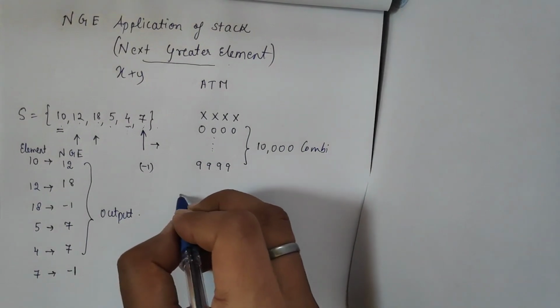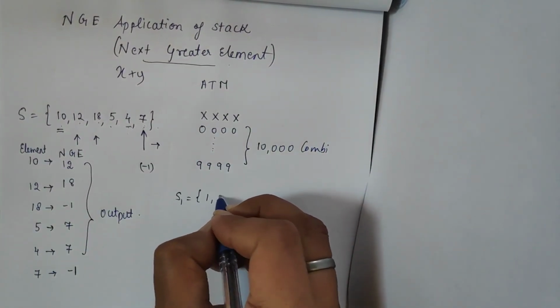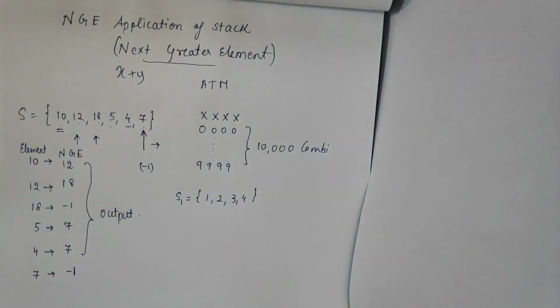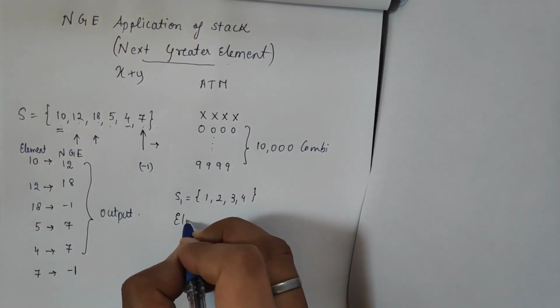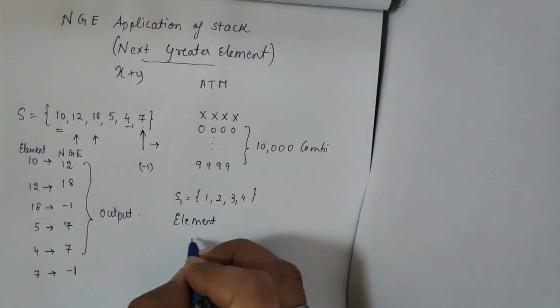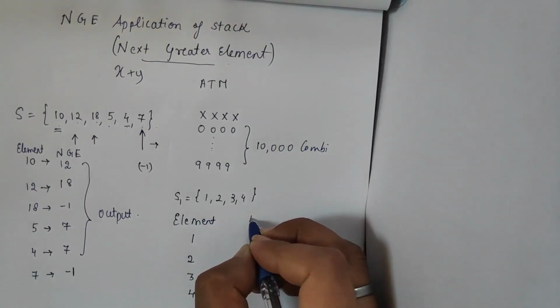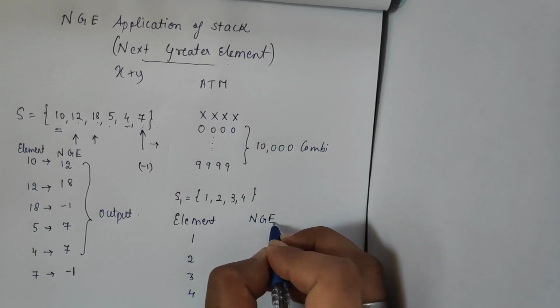So another example, let's say S1, we have 1, 2, 3 and 4. The numbers are in sorted order. So let us write element 1, 2, 3, 4 and next greater element.